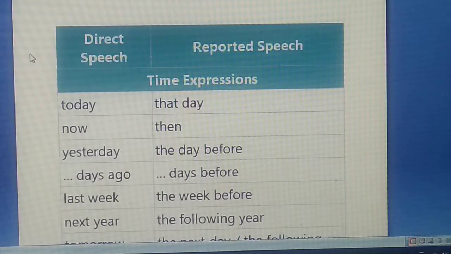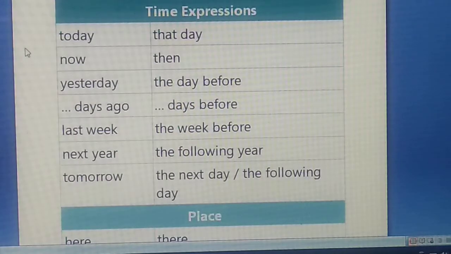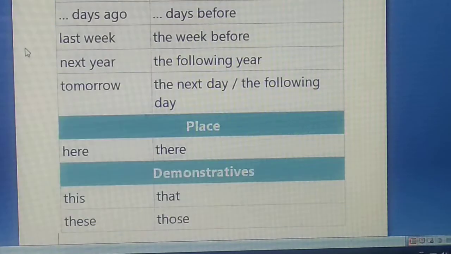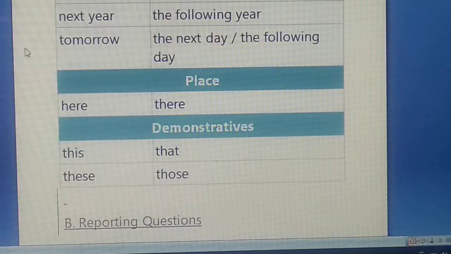Today changes into that day in reported speech or indirect speech. Time expressions: now changes into then. Yesterday changes into the day before. Days ago changes into days before. Ago changes into before. Next year, the following year. Tomorrow changes into the next day or the following day. Place: here changes into there. This changes into that. These changes into those. Demonstratives, you're pointing out at something.